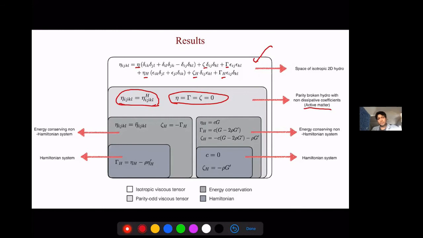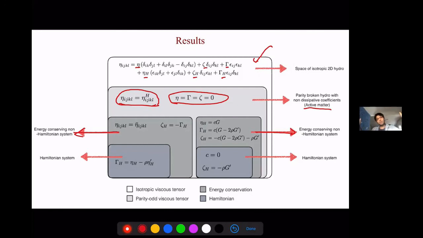And the subset of them breaks into 2 cases. Case 1 is an energy conserving non-Hamiltonian system, which is in this bigger box. And these are 2 cases which are energy conserving and non-Hamiltonian. And then a further subset within these 2 cases are the cases where these are Hamiltonian systems.